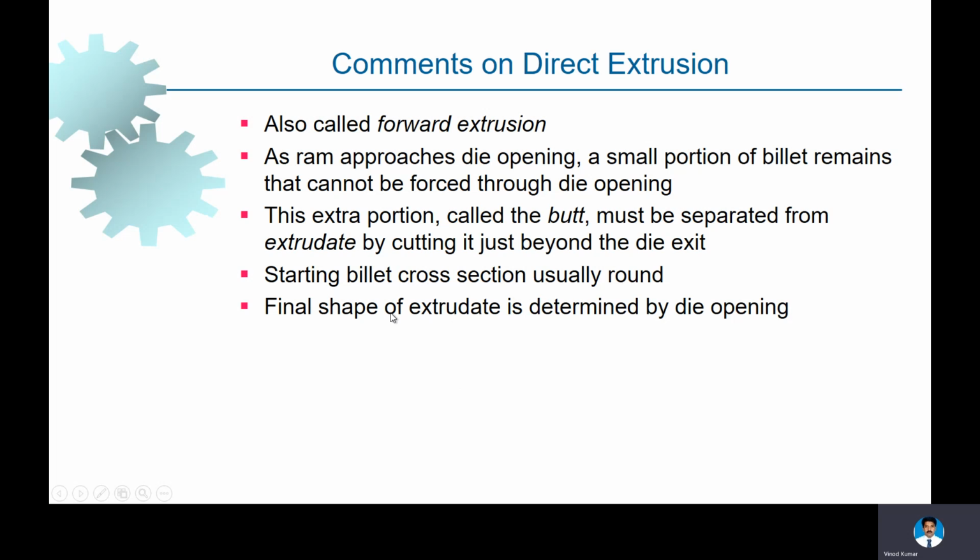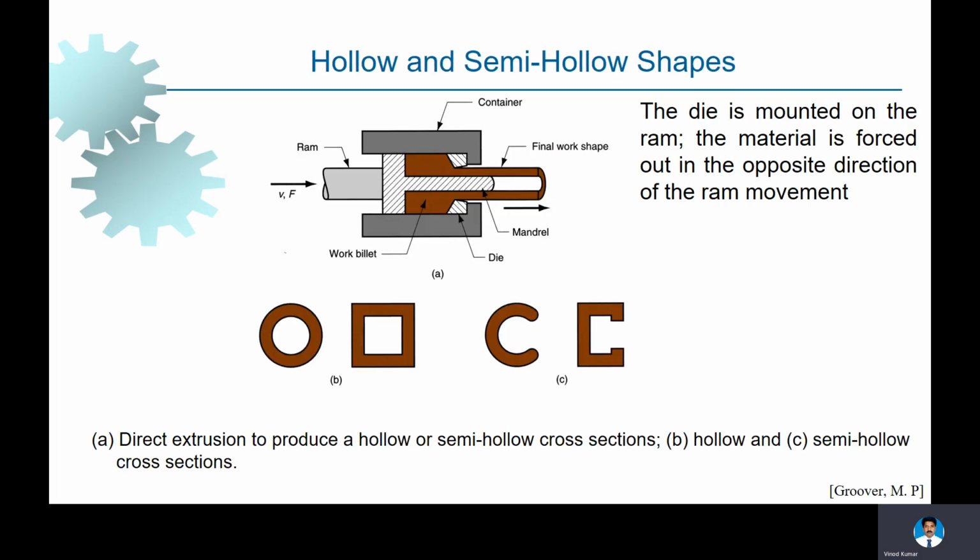So the starting billet cross section, the final shape of the extruded product, is determined by the die opening. Now, hollow and semi-hollow shapes can be produced by this. You can see here the ram as it moves forward, and the hollow section is produced using this.